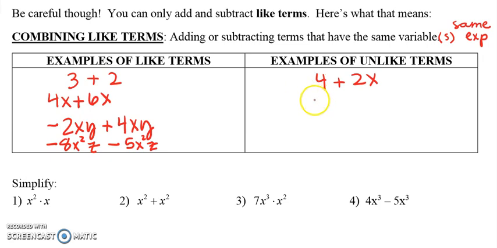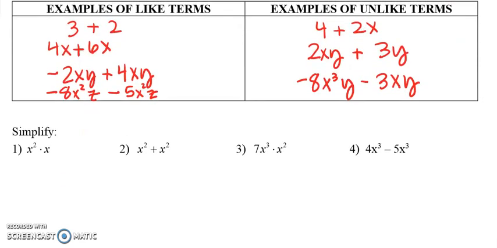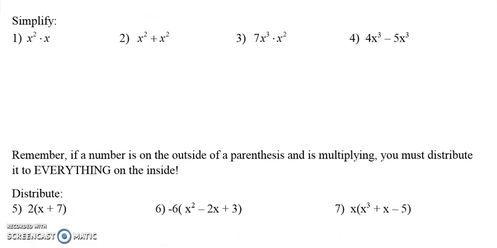You could also say, let's see, we could do 2xy plus 3y. Be careful. This has an x and a y, and this one just has a y, so you cannot put those together. Negative 8x cubed y minus 3xy. Be careful here again. This one has a cubed on it and this one doesn't, so you cannot put those together. So just be careful to really pay attention and see what are like terms and what are unlike terms. Remember, if I'm going too fast, you can pause it and you can go back and you can re-listen too. Don't feel like you need to keep pace with me. That's what videos are for.